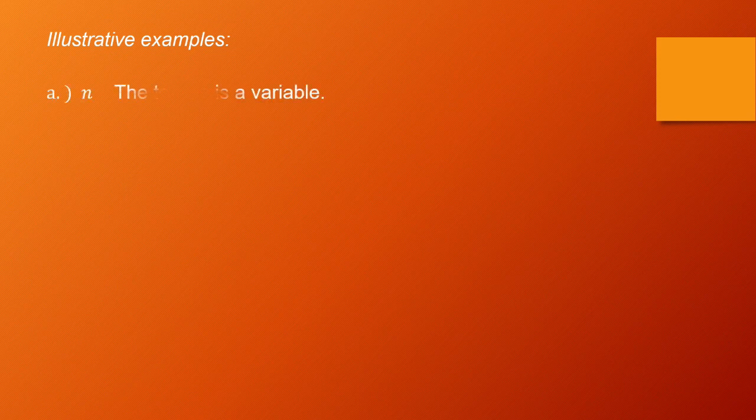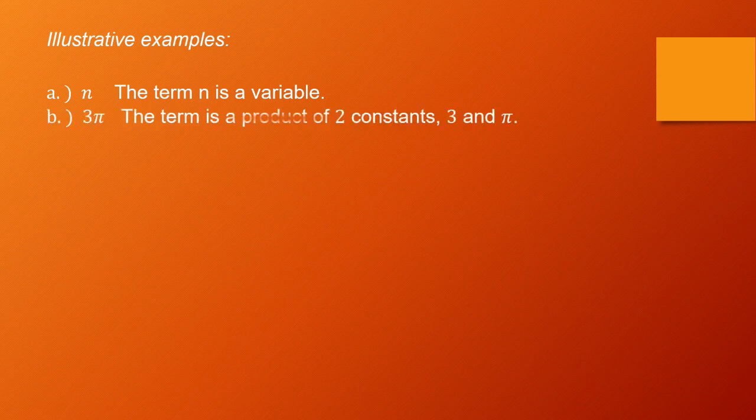Examples: A. n. The term n is a variable. Letter B. 3π. The term is a product of two constants, 3 and π. And letter C. (x + y), or quantity x plus y. This expression consists of one term because of the grouping symbol, the quantity.